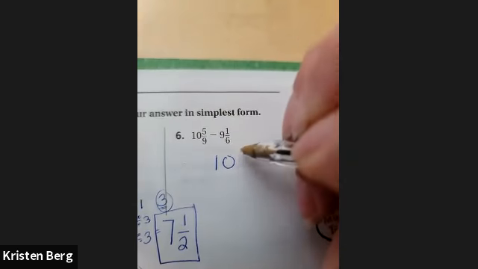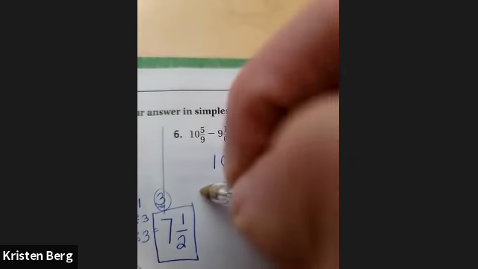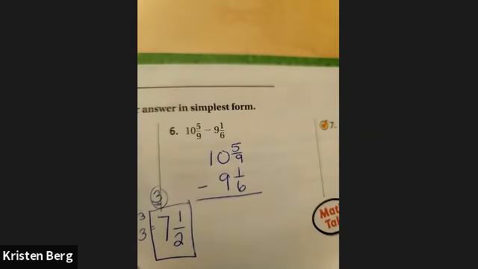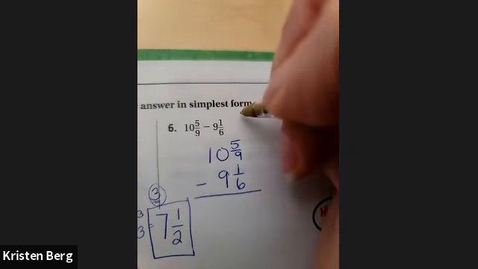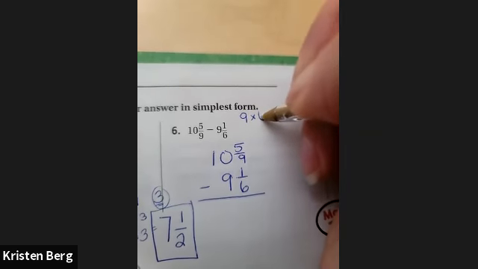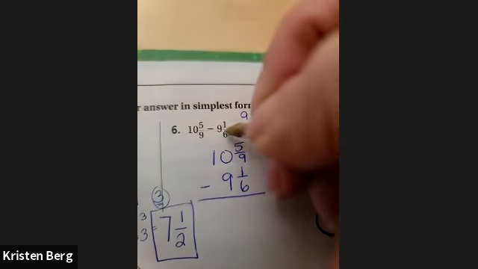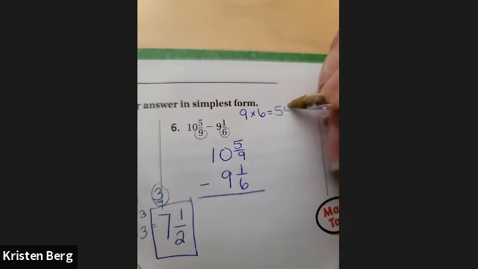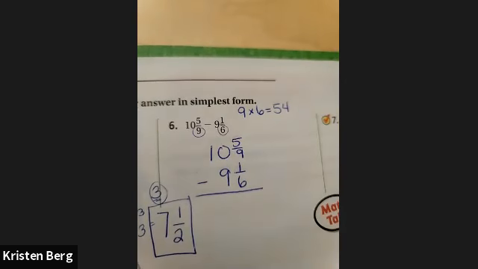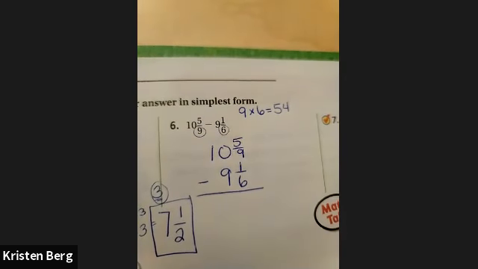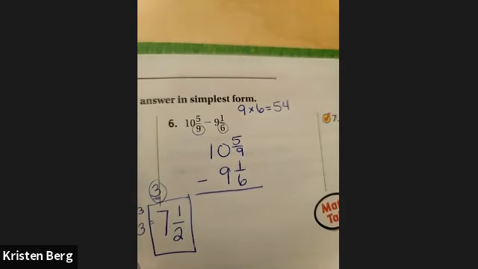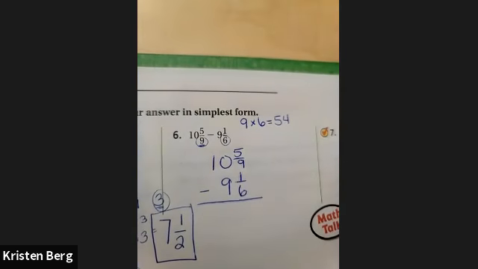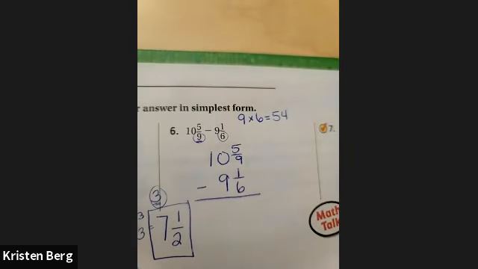You would do 10 and 5/9 minus 9 and 1/6. Now, the quick way again to find a common denominator if you're having a hard time is just to do 9 times 6, both of those denominators down here. And that would be 54. You could change all of these to 54ths. You can do that if you would like. Or you can use my way of finding the bigger of the two, which is 9, and then going by 9s until a 6 can go into it evenly.